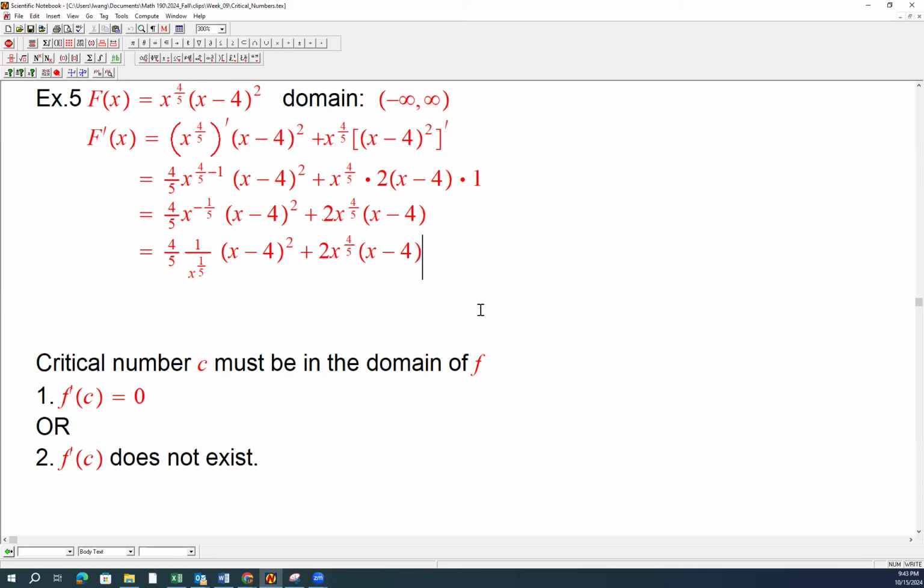Or you keep it this way. How about we keep it this way? Okay, we try to make a minimal change. So now we have a denominator. What are we going to do?